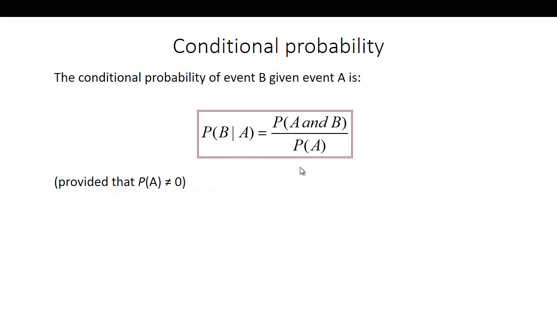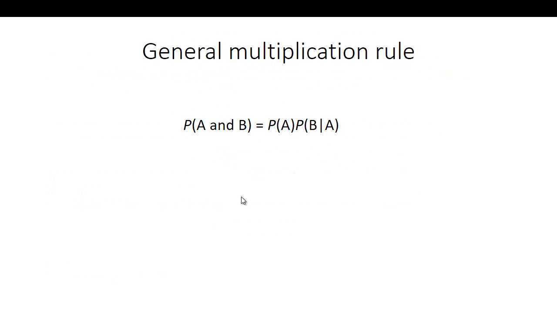From this rule, we can write down a product rule, a multiplication rule. If we solve for the probability of A and B, we get the probability of A times the probability of B given A. So the probability of A and B is equal to the probability of A times the probability of B given A.